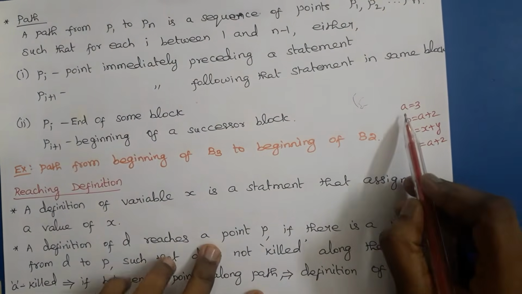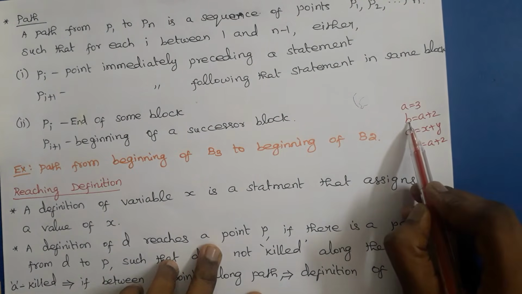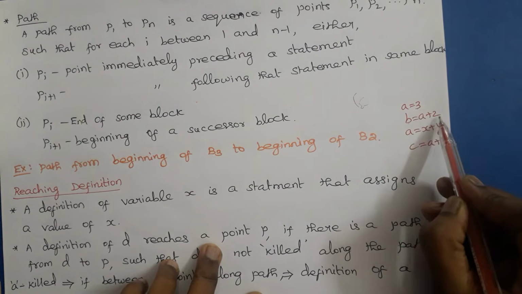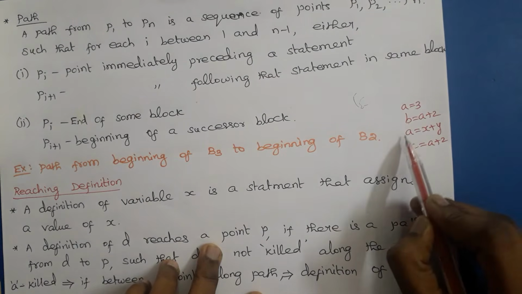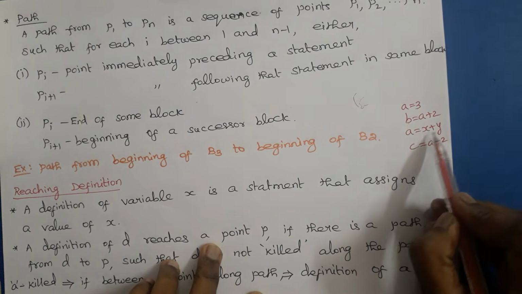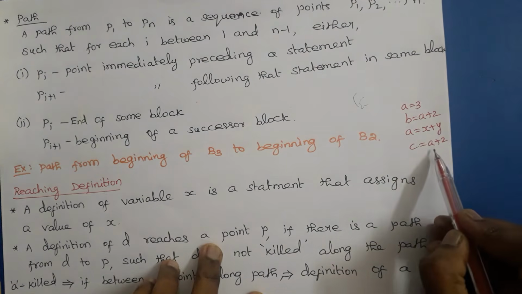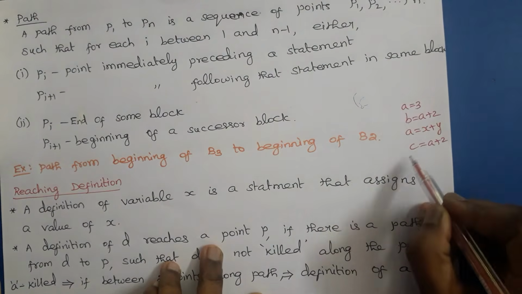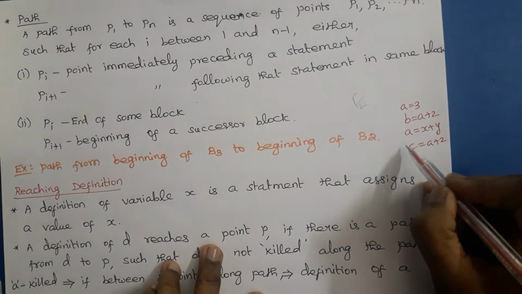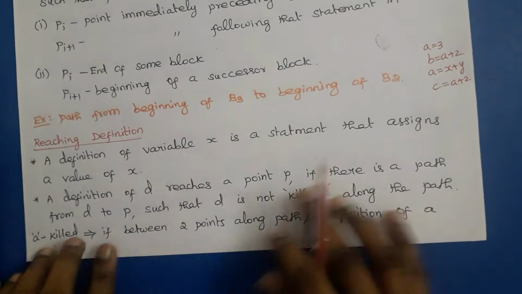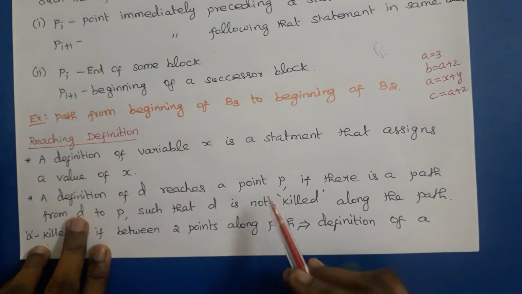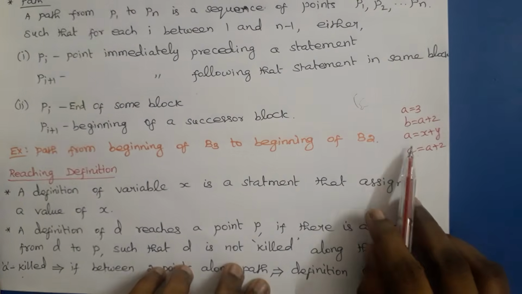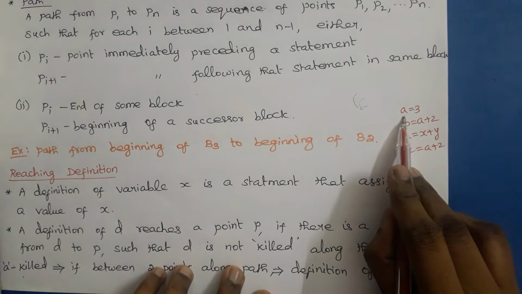For example, here A is assigned 3. The next statement uses A, so B equals A plus 2, and here A is redefined. So A is equal to X plus Y, and C is using A. So which A is used here? The previously defined A. So this A is not reaching the final statement. So we can say that a definition reaches the point P if there is a path as well as it is not killed along the path. But here this statement killed the previous A. Okay.